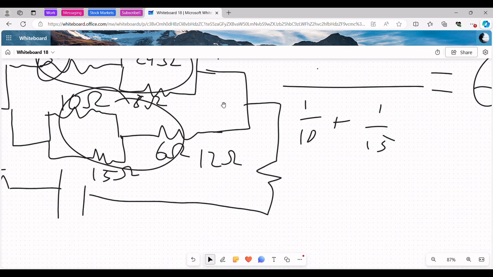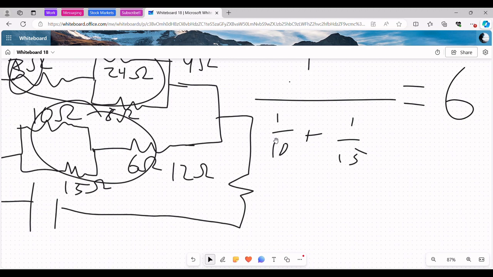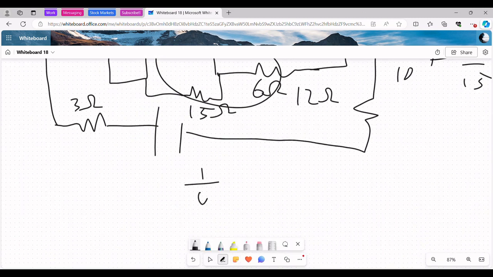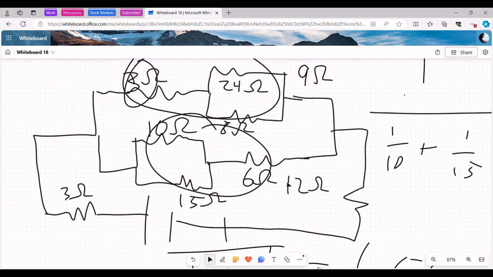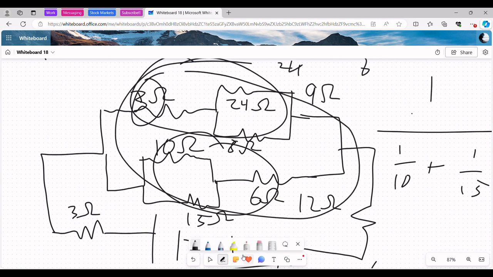Yeah, we've got 3 plus 2. Okay, looks good. So now we've got 9 ohms here and 12 ohms here. So this should be 1 over 9 plus 1 over 12, the whole thing divided by 1. And this should equal 6.55, just about. And that's the total resistance of these two parallel circuits, of this entire thing right here.